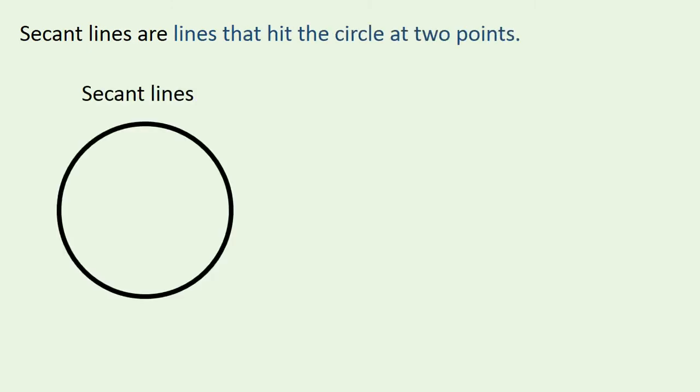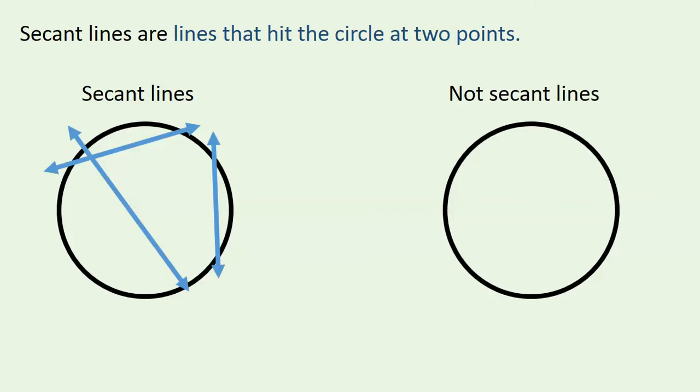Secant lines are lines that hit the circle at 2 points. Here are some examples of secant lines. Notice how they hit the circle at 2 points. They do go through the inside. Some examples of not secant lines just graze the outside. Tangent lines are not secant lines.